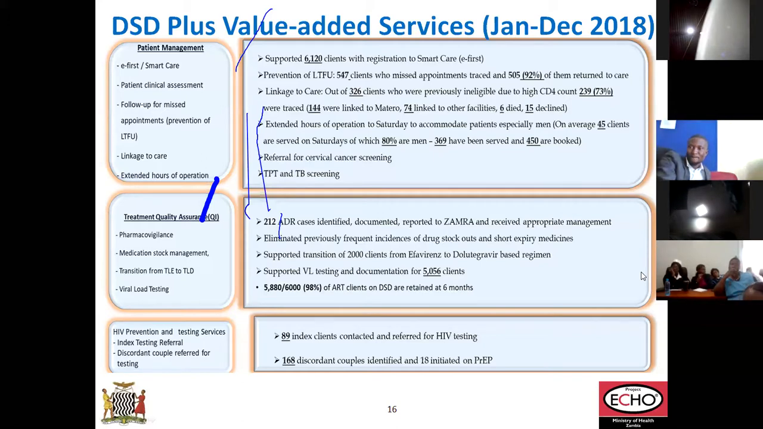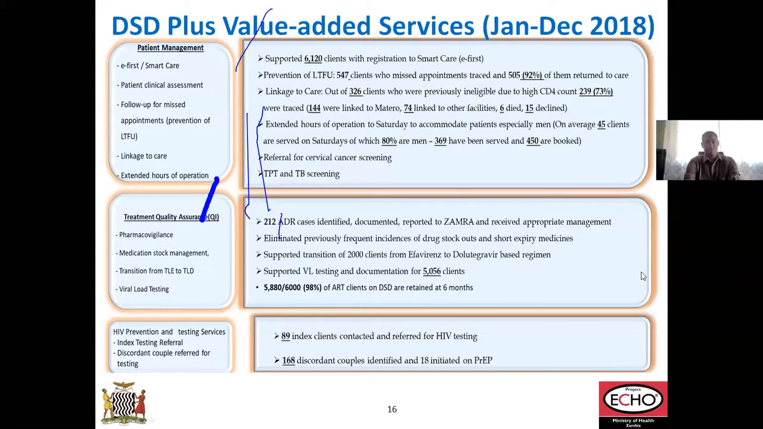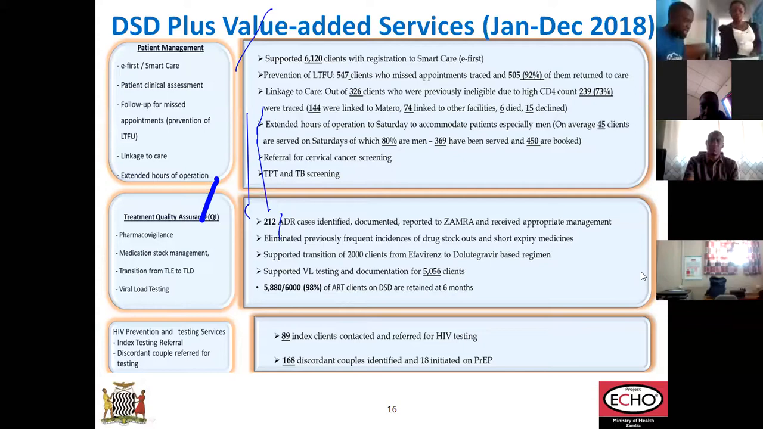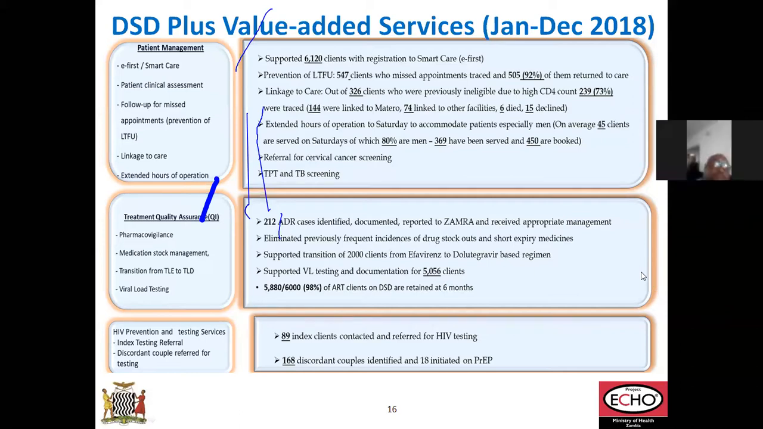And one of the things that we pride ourselves on is that we are embarking on prevention of loss to follow up. We think it's very cost effective not to start tracing patients, but to prevent the loss to follow up, meaning we call you to remind you about your pickup date. As soon as you don't show up on that same day, our community health workers begin to call you, and they're very aggressive, but politely aggressive, to make sure that you'll be able to come back. And we've had a very high success rate of about 92%.